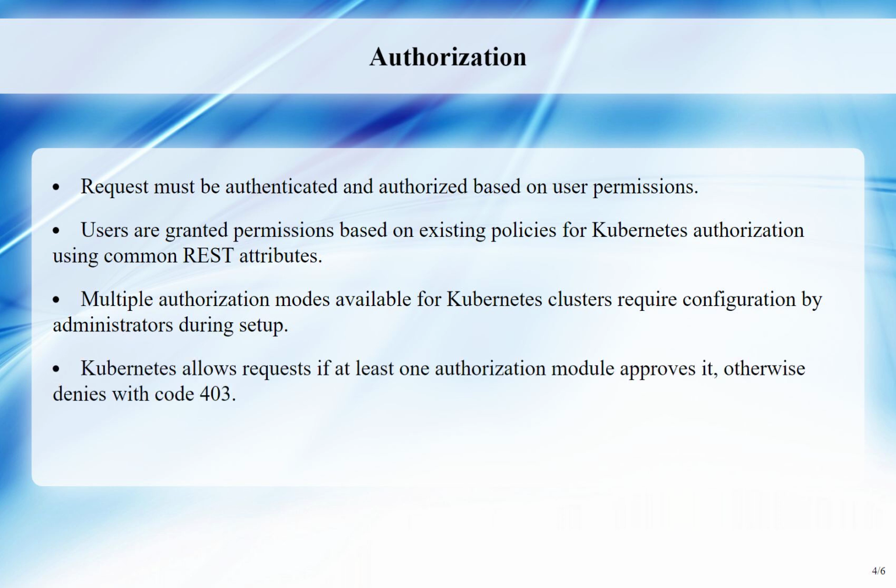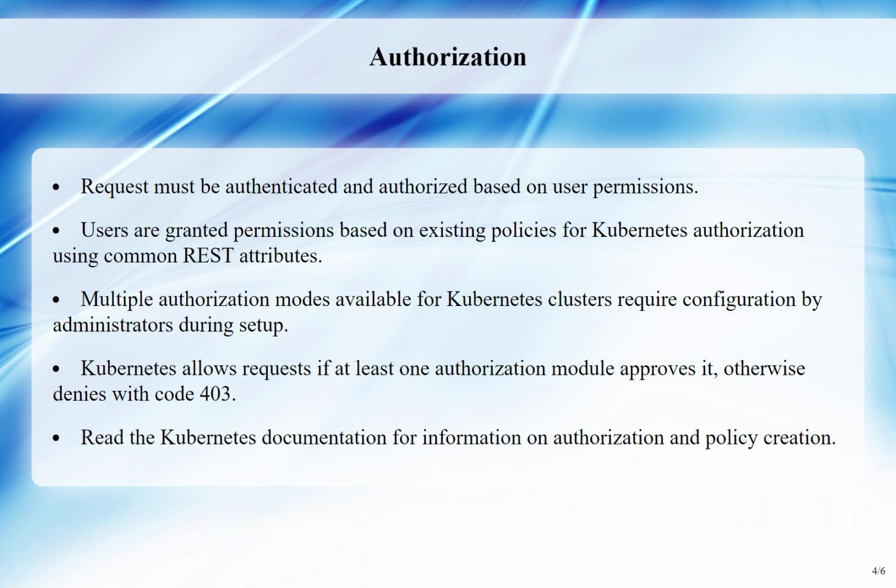If multiple authorization modules are configured, Kubernetes checks each module, and if any module authorizes the request, it can proceed. If all modules deny the request, it is denied with an HTTP status code 403. To learn more about Kubernetes authorization and creating policies using the supported authorization modules, refer to the documentation.